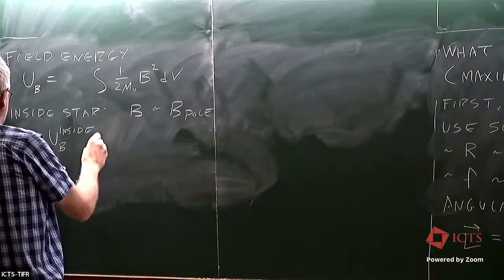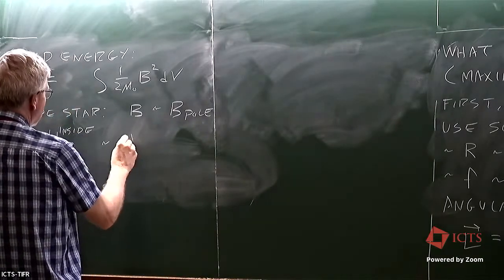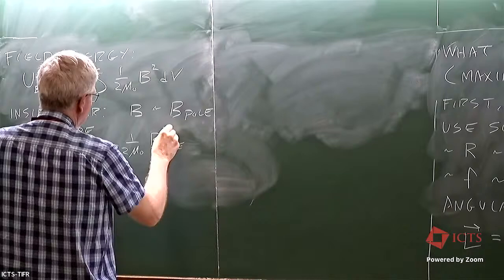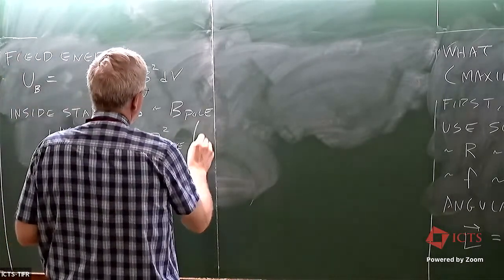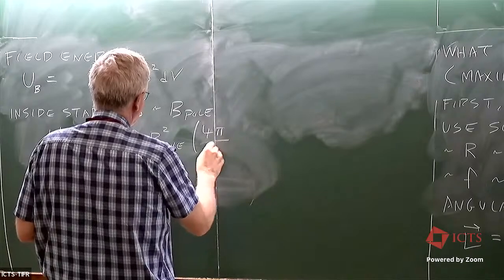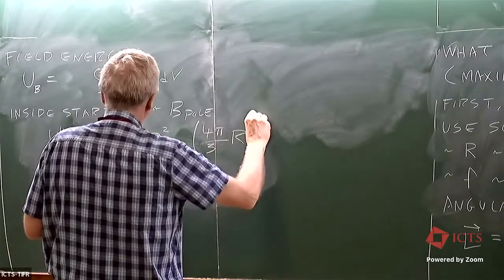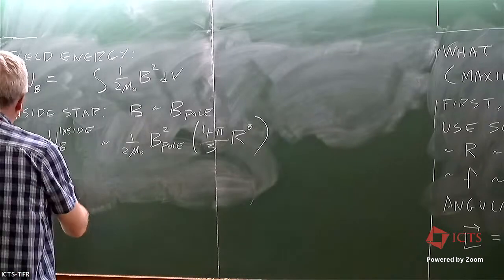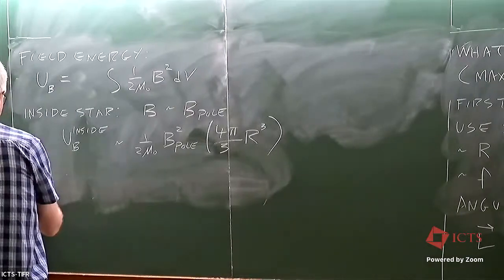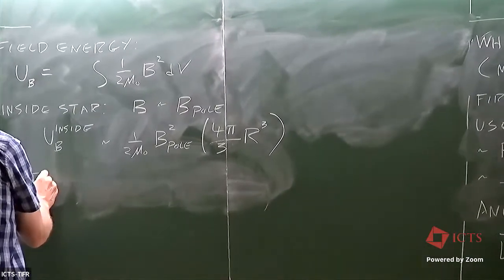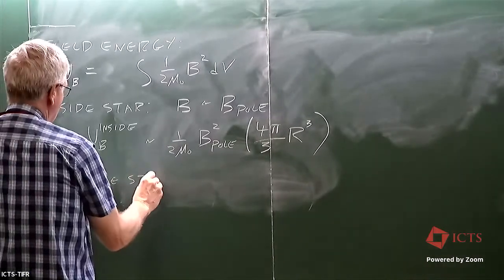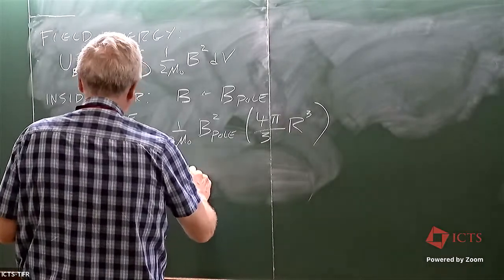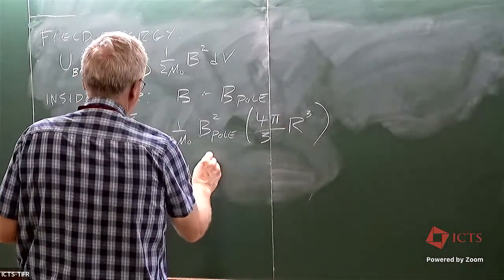And so the magnetic energy inside the star is in the ballpark of 1 over 2 mu naught times the square of the B pole field times the volume of the star, 4 pi over 3 times r cubed. And then we can do the same sort of calculation outside the star.